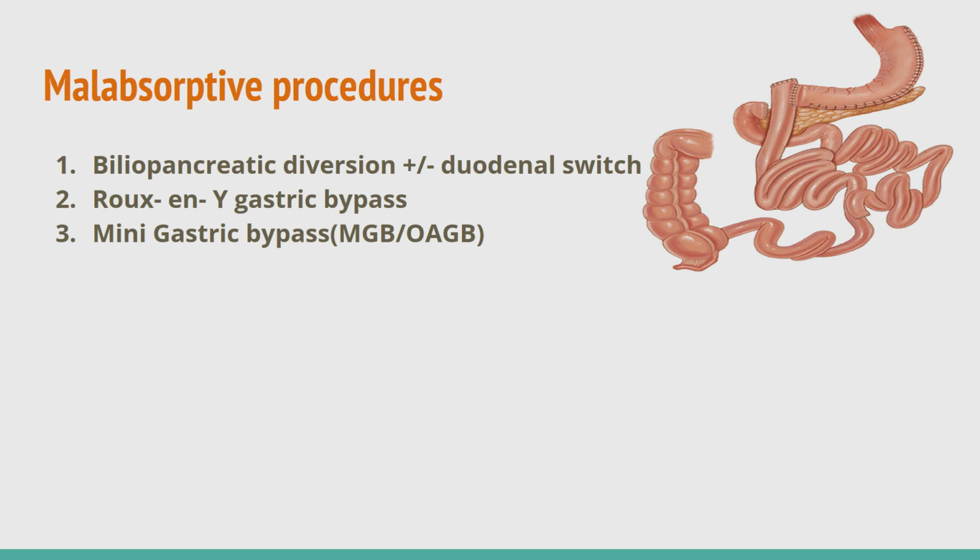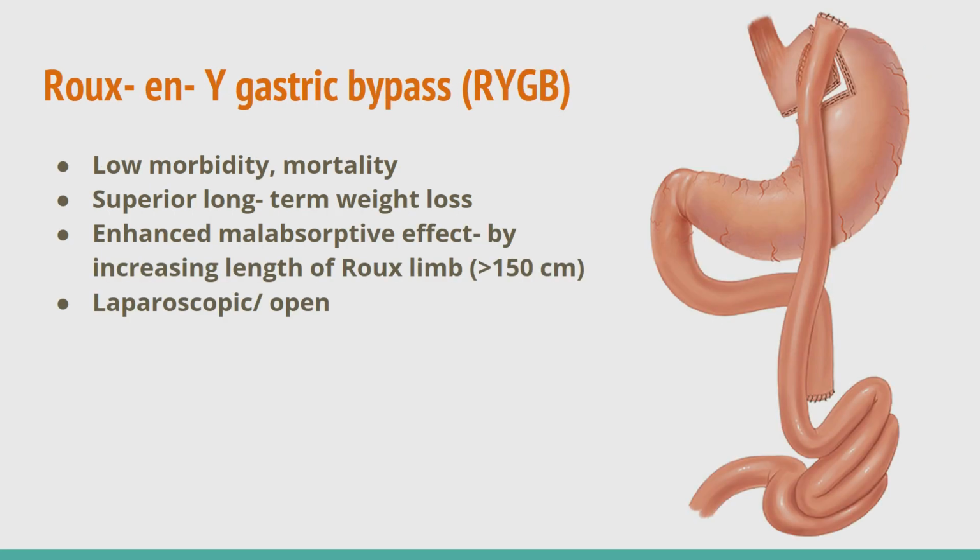There are various malabsorptive procedures also, like biliopancreatic diversion plus or minus duodenal switch, Roux-en-Y gastric bypass, and mini gastric bypass. These are the malabsorptive procedures. The Roux-en-Y gastric bypass is also a commonly done procedure. In this procedure, we make a micro pouch which has a capacity of approximately 20 to 40 ml only, and this pouch is then anastomosed with the Roux loop of the intestines, approximately 150 to 180 centimeters away from the DJ junction, which functions as the malabsorptive component of this procedure.